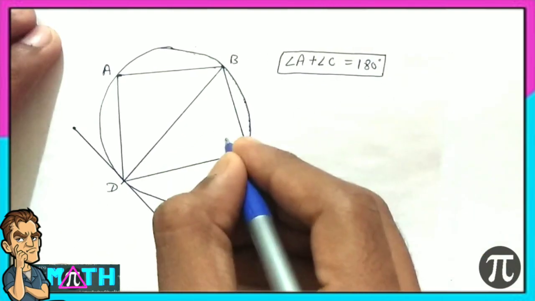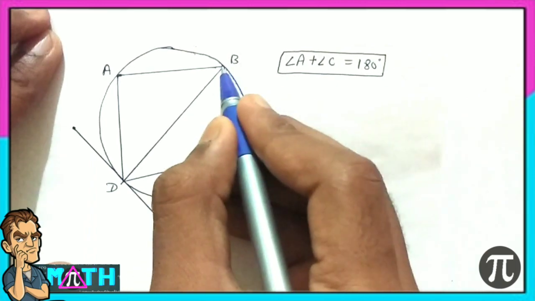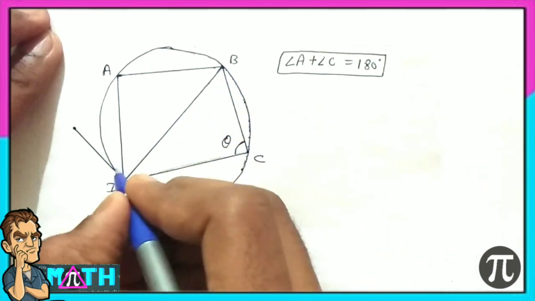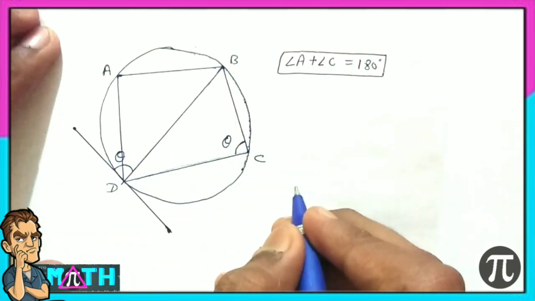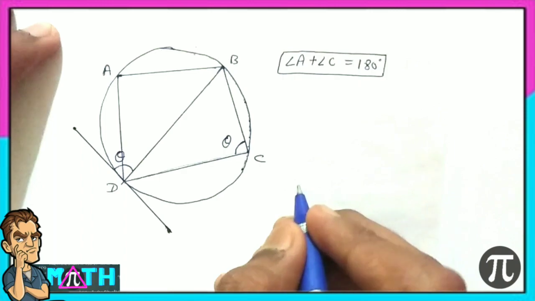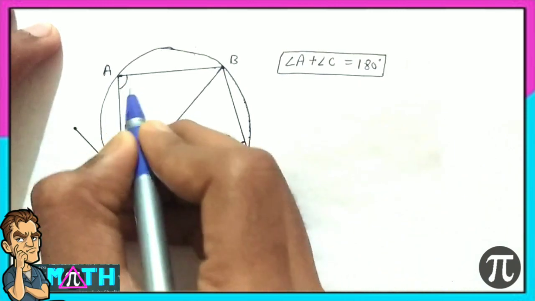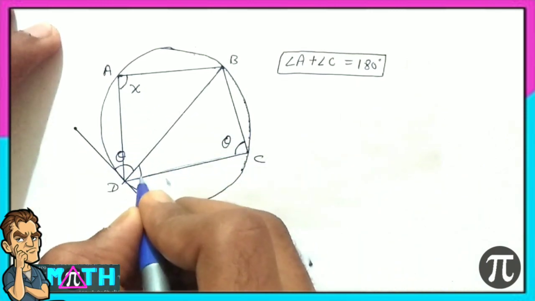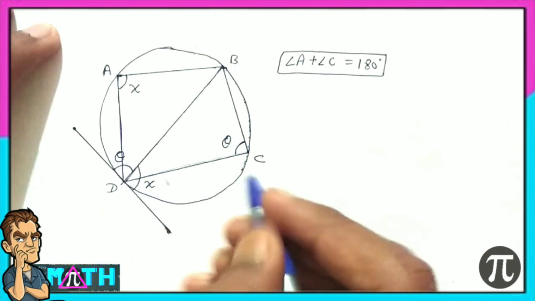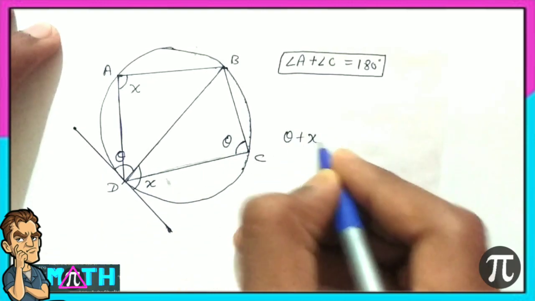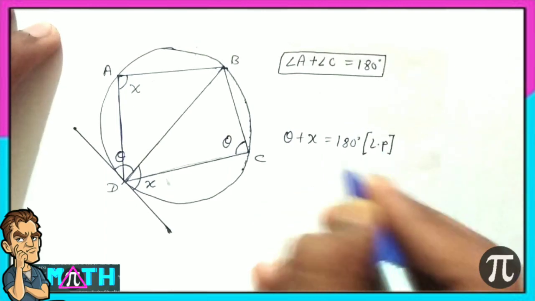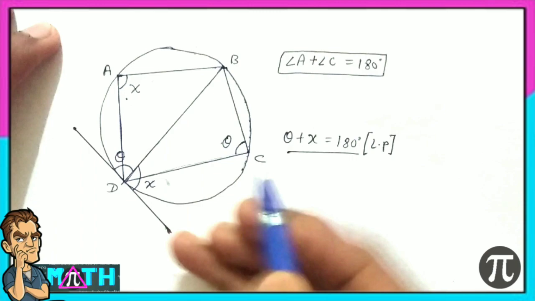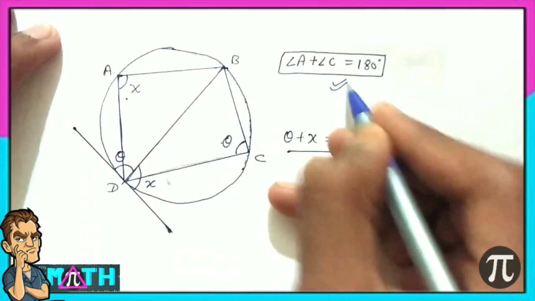Now let this angle be theta, and look at the triangle BDC. You can clearly see that this angle also will be theta, as it follows the alternate segment theorem. Now let this angle be x, then this angle will also be x as well. Now we can write theta plus x is equal to 180 degrees from a linear pair, as that tangent is a straight line. So theta plus x is what? Angle A plus angle C.